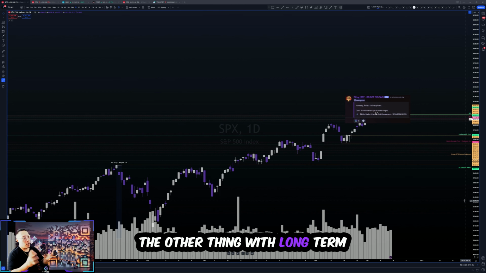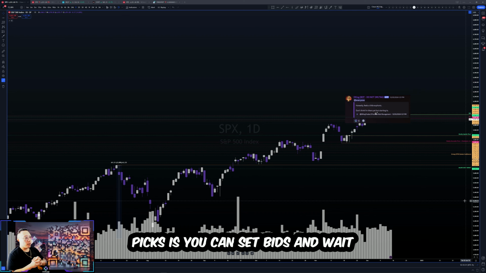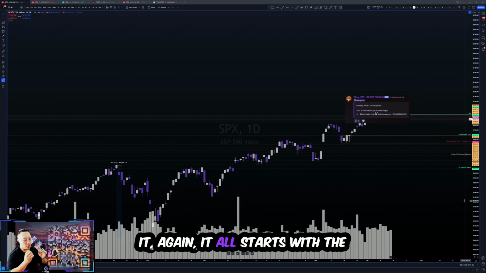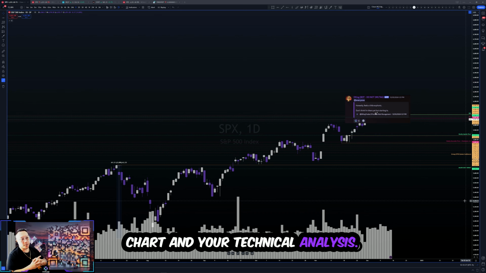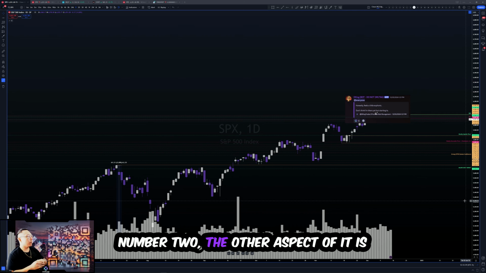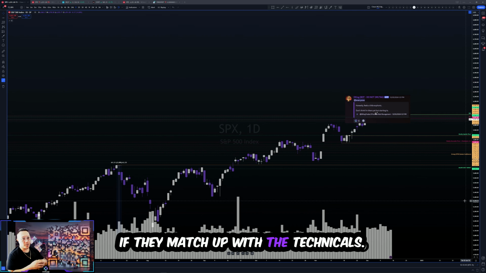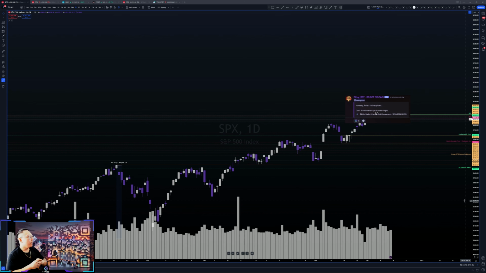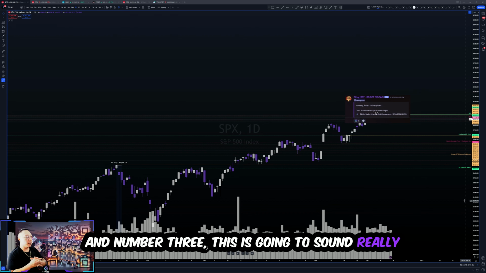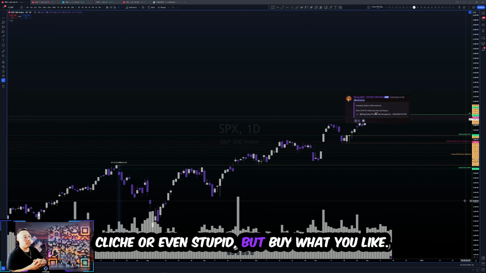The other thing with long-term picks is you can set bids and wait based on what you see on the chart. It all starts with the chart and your technical analysis. Number 2, the other aspect of it is looking at the fundamentals to see if they match up with the technicals. Okay. And number 3, this is going to sound really cliche or even stupid, but buy what you like.